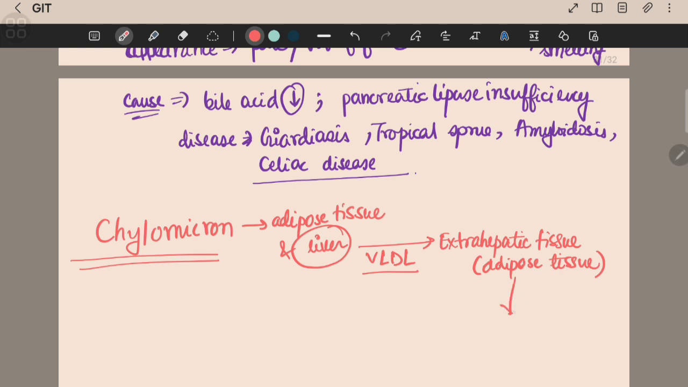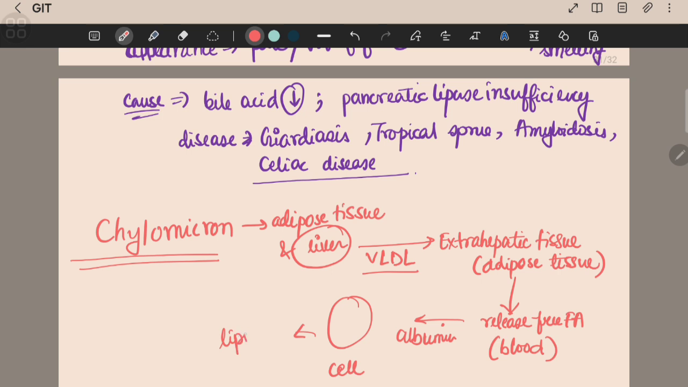The adipose tissues at this point will release these free fatty acids into the blood. The blood will transport them in complex with albumin, so a fatty acid-albumin complex is formed. Then via albumin they will be transported, and after that they will reach the cells, and then there will be lipid oxidation. Now, how this process happens, the beta oxidation and all, will be dealt with in biochemistry. So that was a simple idea about the digestion and absorption of fat.